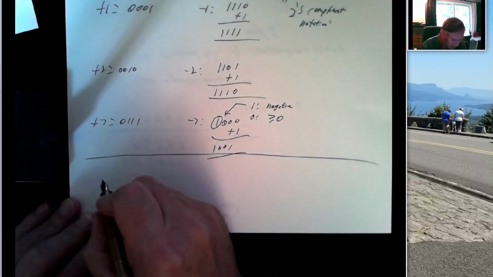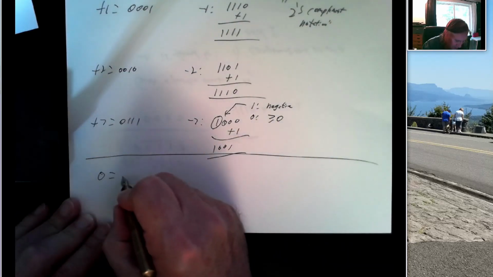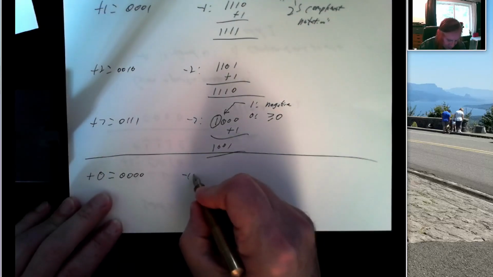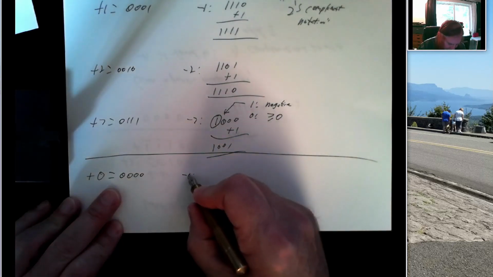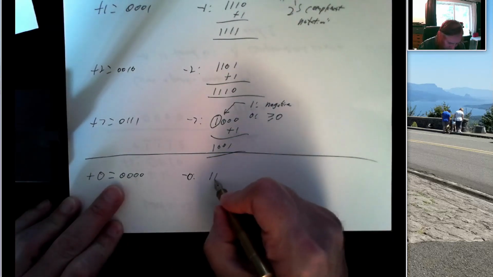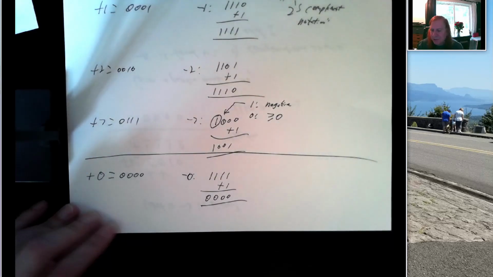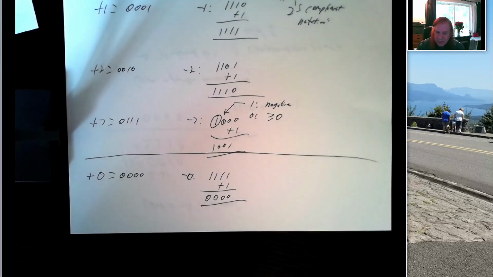And just as kind of a sanity check, if I write the number 0, I get 4 zeros. If I try to express negative 0, what would I do? I would complement each of the bits. I would add 1. It's going to come back to 0. So negative 0 and positive 0 look exactly the same, which is good. That's what we would hope would happen.